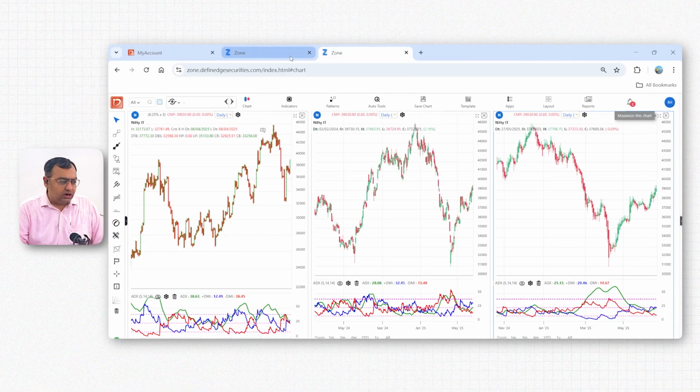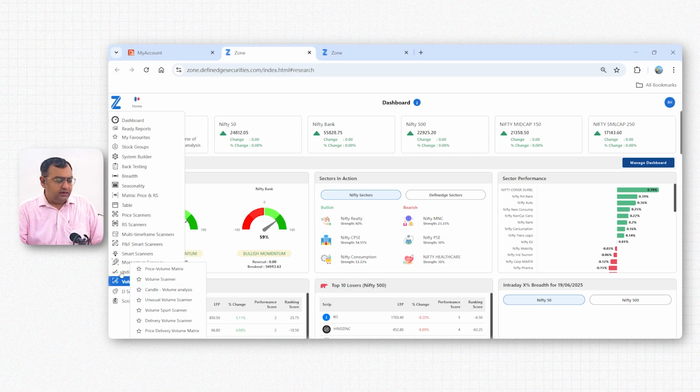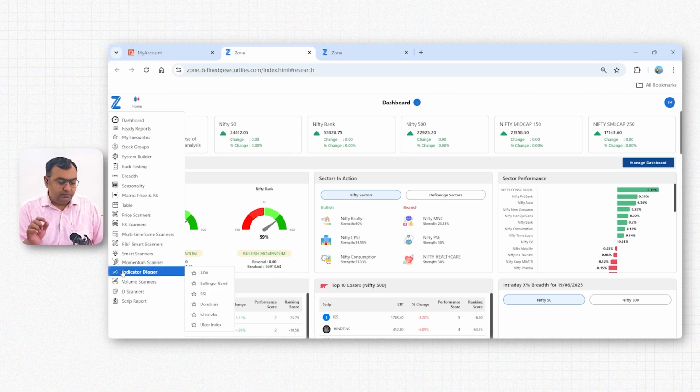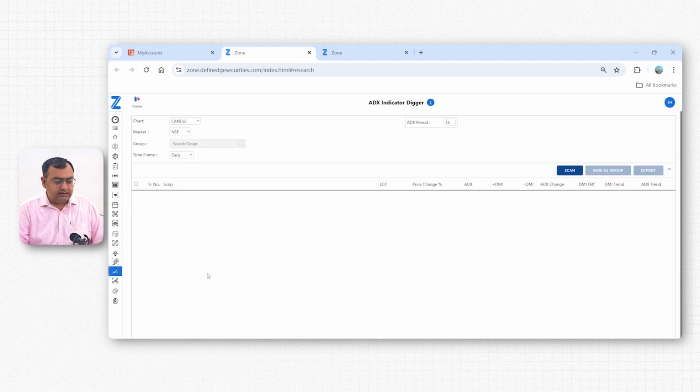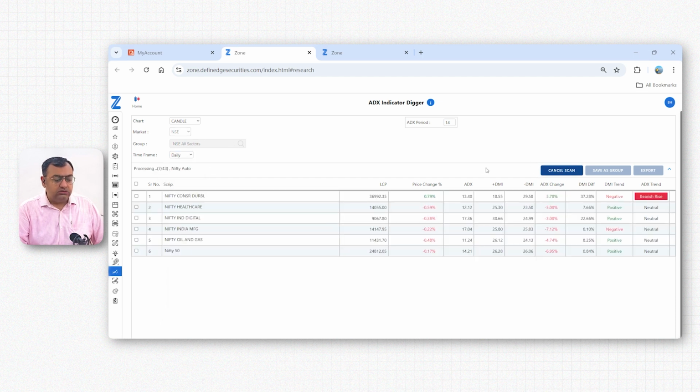Now, the most important thing: if you are using RZone, we have created an indicator digger tool. I'll go to the ADX. You can select point and figure, candle, Heikin Ashi, line break, Renko, whatever. I'm just taking the default candlestick because it is widely followed, and I'm taking NSE sectors over here. You can change the time frame to daily, weekly, 5 minutes, 10 minutes, even intraday you can check. I'm just looking at the daily as of now, and I click on scan.